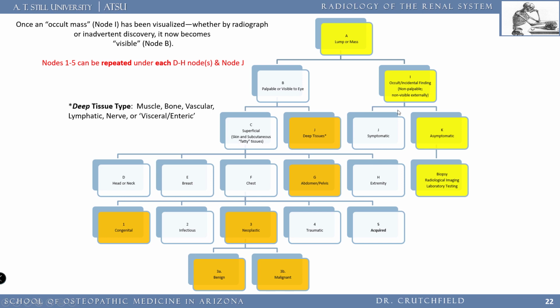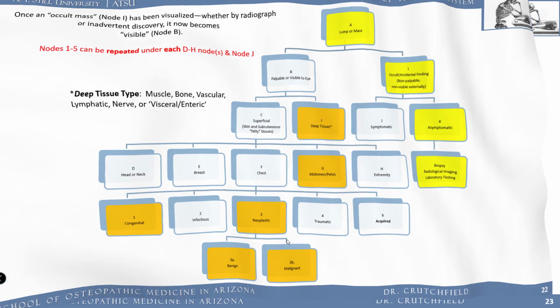How you can use the lumps and masses scheme, whether you can see a mass when they walk in and shake your hand. Wow, that's a funny looking mass you've got on your neck. Or is it one that they come in and say, hey, doc, we did a CAT scan looking for the cause of my abdominal pain, and they found something on my adrenal gland. Then we have to start here at this node.